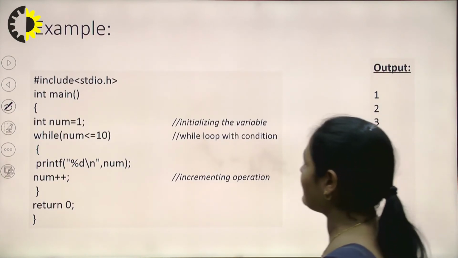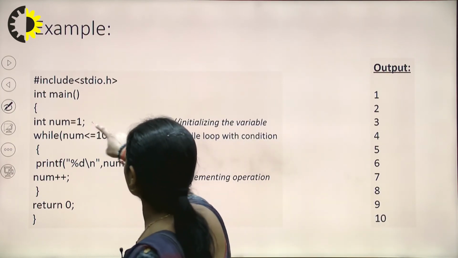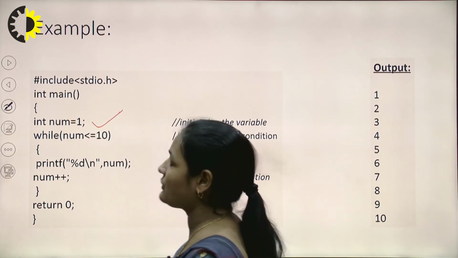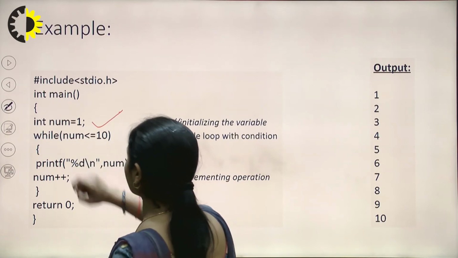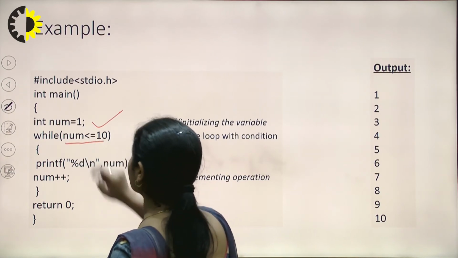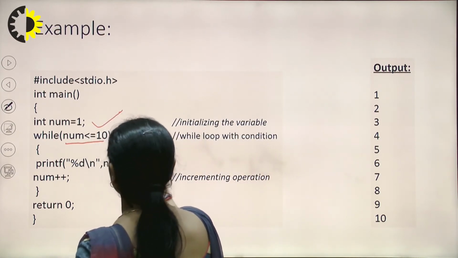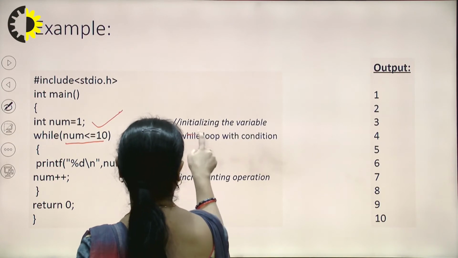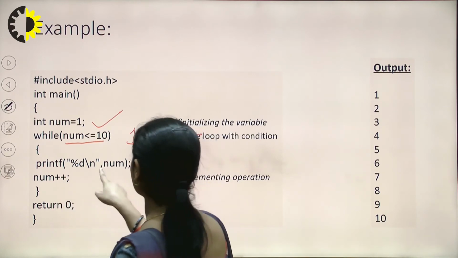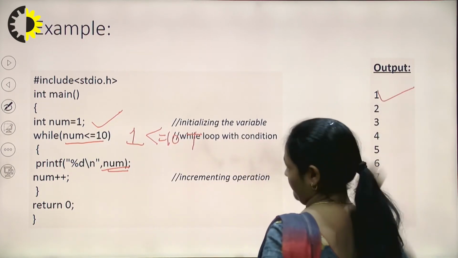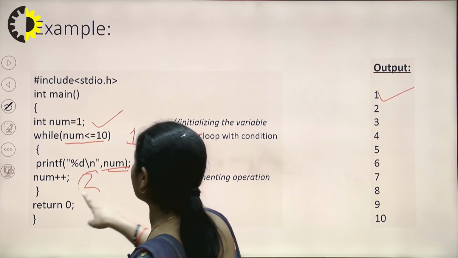So this is an example of the while loop. Here we want to print the numbers 1 to 10. This is the initialization expression: we initialize the num variable to 1, and we write a test condition that num is less than or equal to 10. Then it will check whether 1 is less than or equal to 10. The condition is true, so the body of the loop will be executed. It will print num, so it will print 1. Then the value of num will increment and become 2.